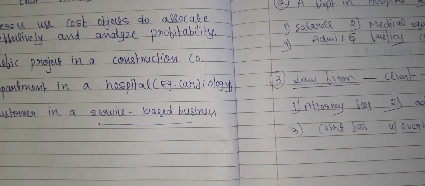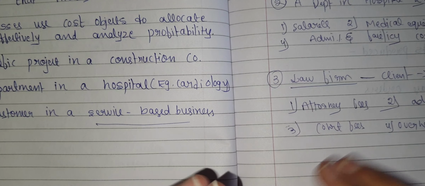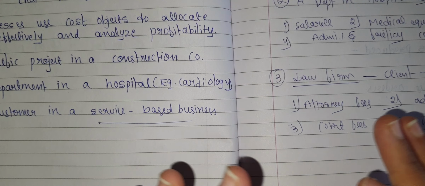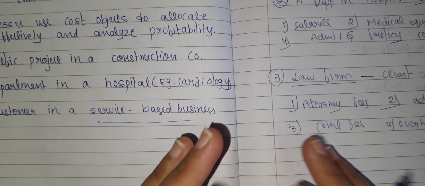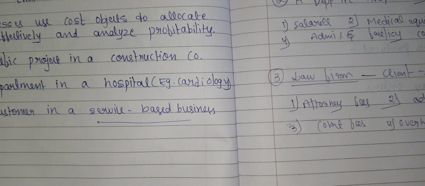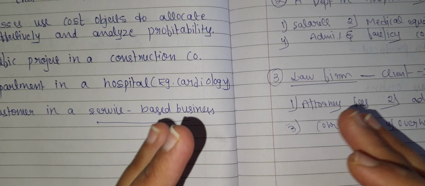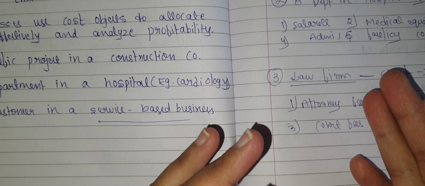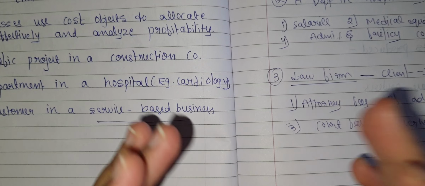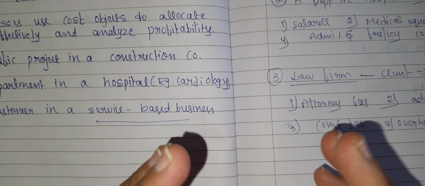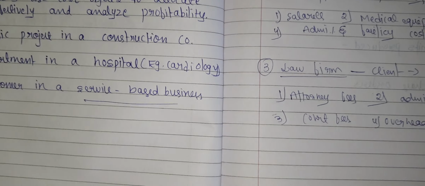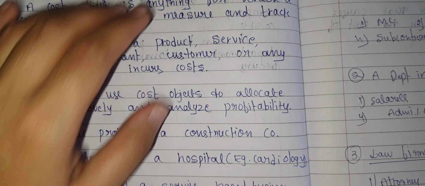For example, imagine a restaurant that offers different menu items such as pizza, burgers, and pasta. Each dish can be treated as a cost object, because the restaurant needs to track the cost of ingredients, preparation, and labor for each item separately to determine pricing and profitability. Clear? So this is about cost object. I hope this concept is clear to you all.